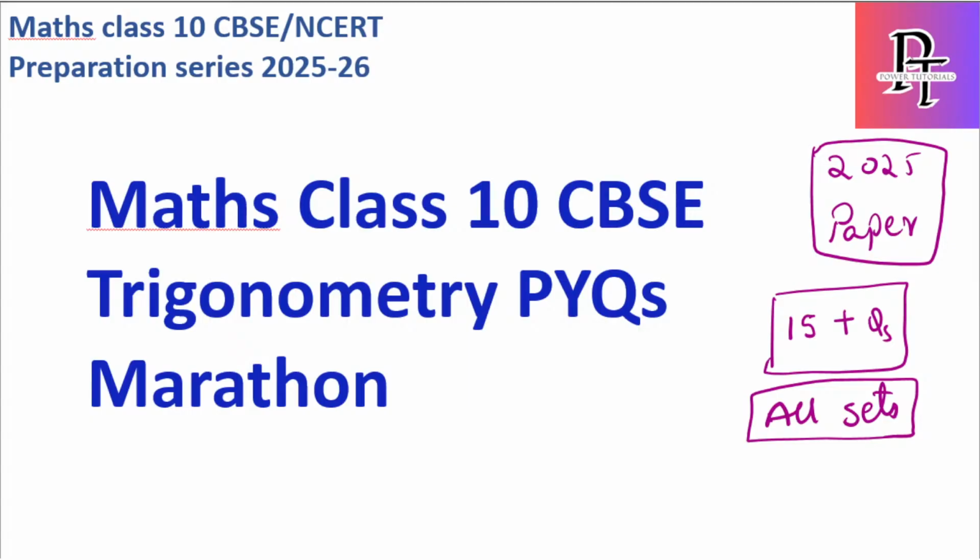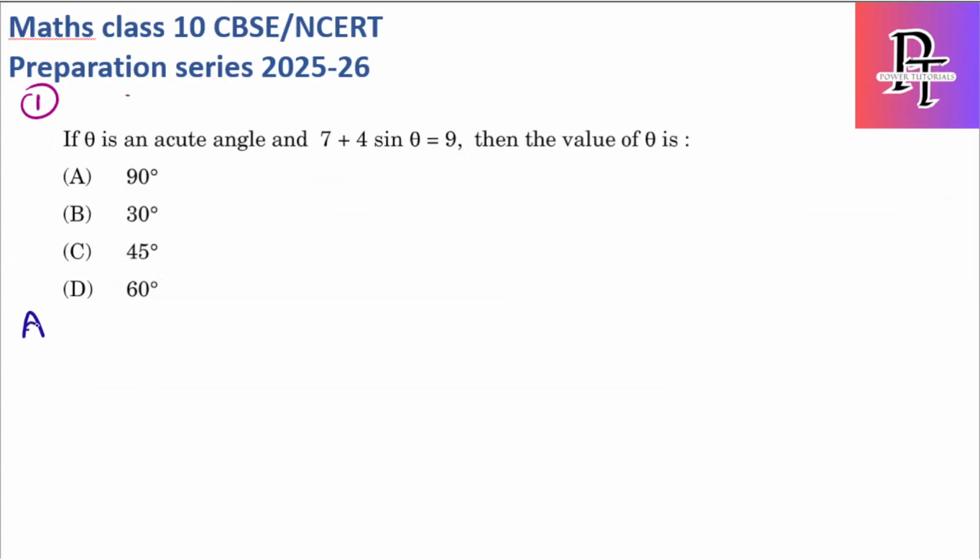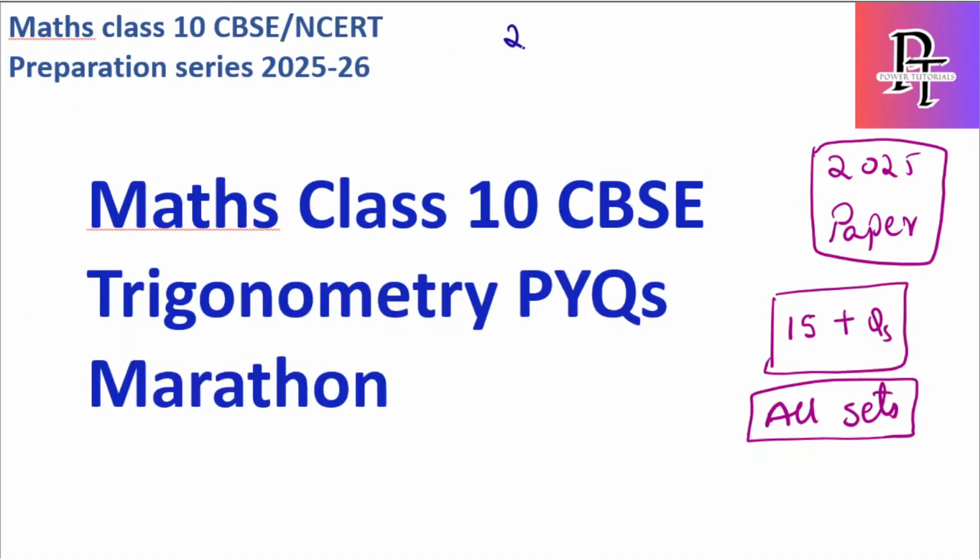Okay, so let's start with the trigonometry questions. Let's solve the first one first. From the trigonometry chapter, from the 2025 paper, there are two MCQs, one 2 marks and one 3 marks. So the total weightage is 2 plus 2, 4, 4 plus 3, 7 marks, from all the 2025 board papers from all sets. So let's start one by one. Let's see the first question.